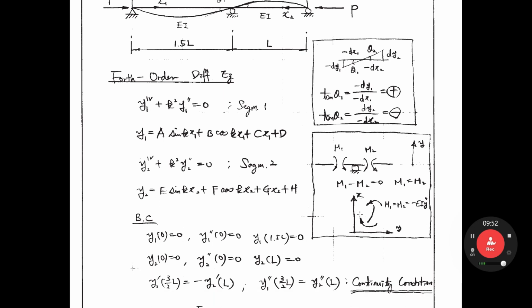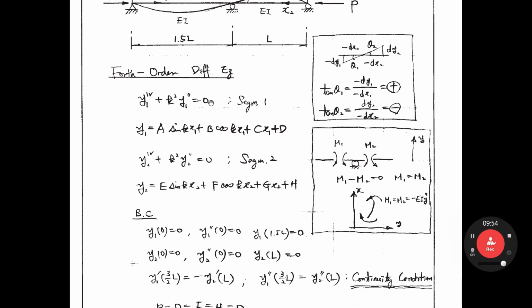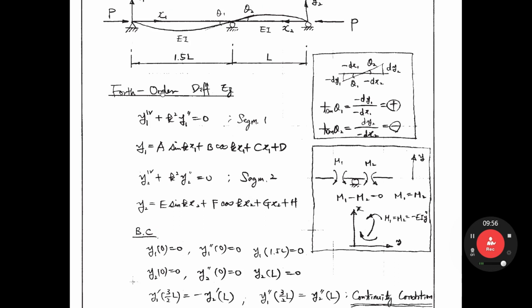So the governing equation is this one for the left hand side member, segment 1. The solution is y1 equals a sine kx1 plus b cosine kx1 plus c x1 plus d for the fourth order differential equation. Do you remember? We already learned this one.